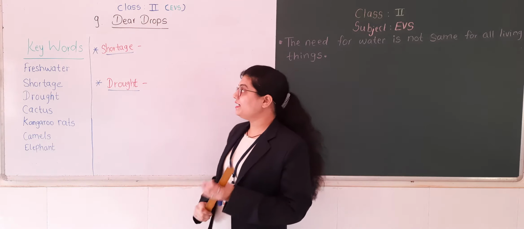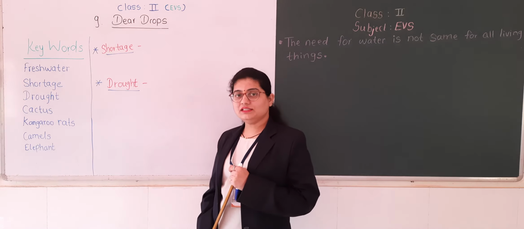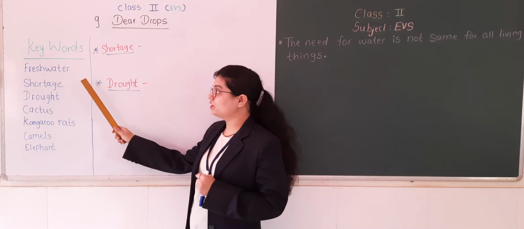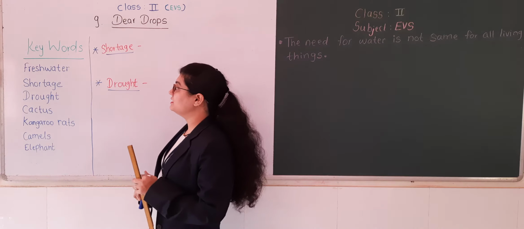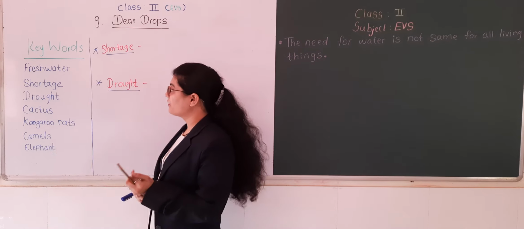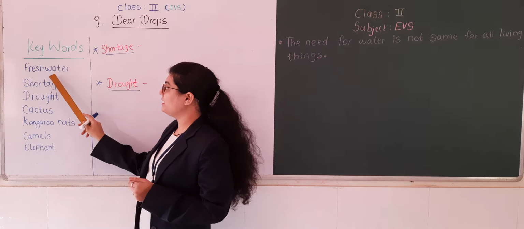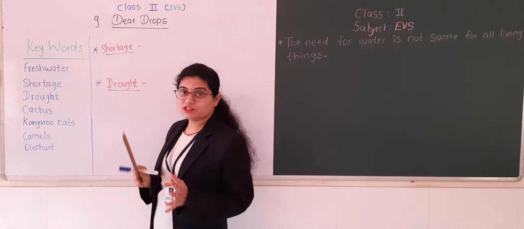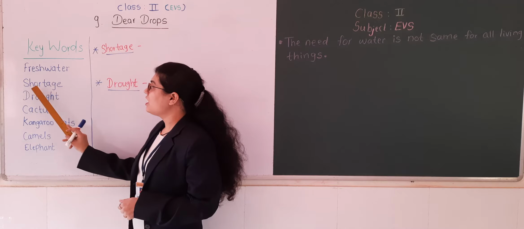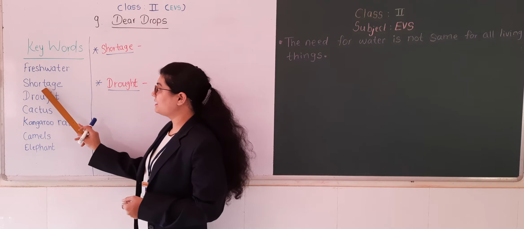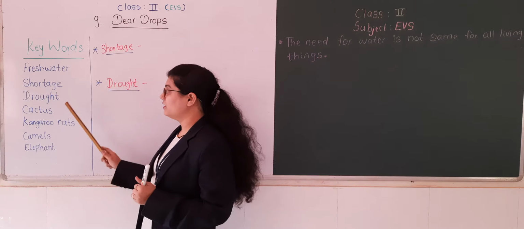So, write down the keywords in your notebook. We'll see the keywords one by one. You have to write them down in your notebook and also say them with me. The first keyword is fresh water. F-R-E-S-H. Fresh. W-A-T-E-R. Water. Fresh water. The next word is shortage. S-H-O-R-T-A-G-E. Shortage. Then we have the word drought.